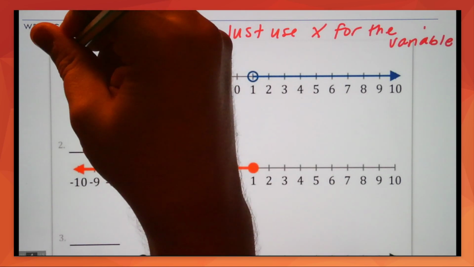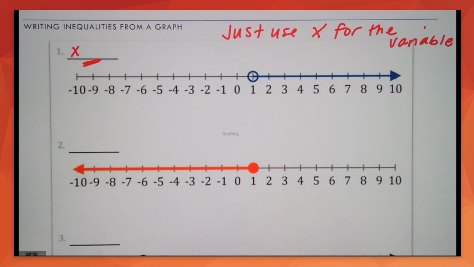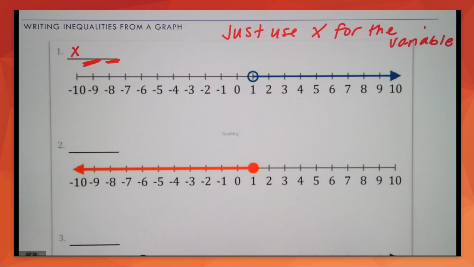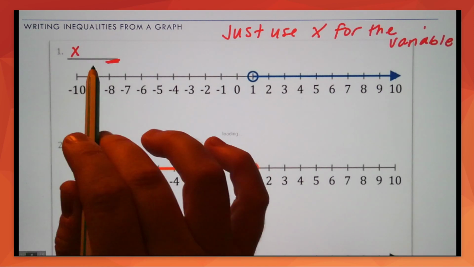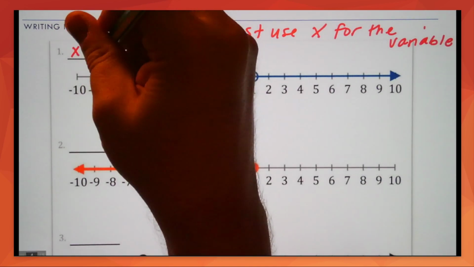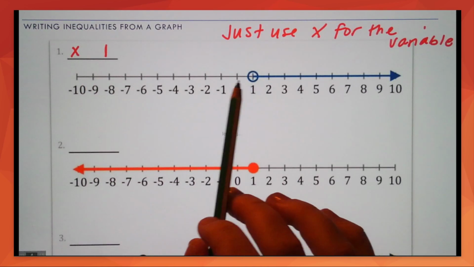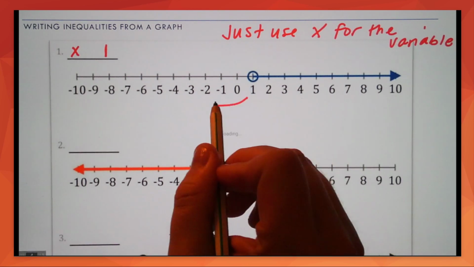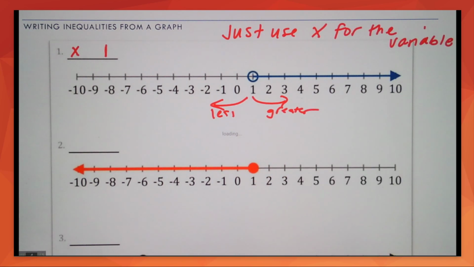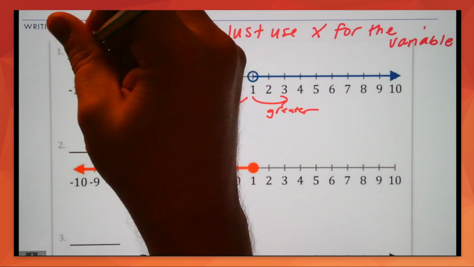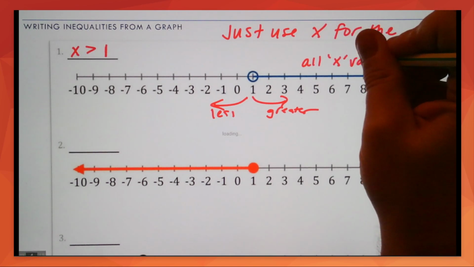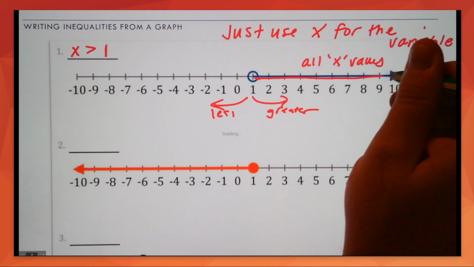So in all these problems, you're going to have x and then some kind of symbol, and then some kind of number. There are three things you're going to need to have for each of these problems. So x is going to be, here's our starting point, 1. So x and 1, that's the relationship. But is x greater than or less than? Did we go to the left, which would be less, or did we go to the right, which would be greater? We went to the right here, so it's definitely x is greater than. All the x values are over here on this shaded side of this problem.